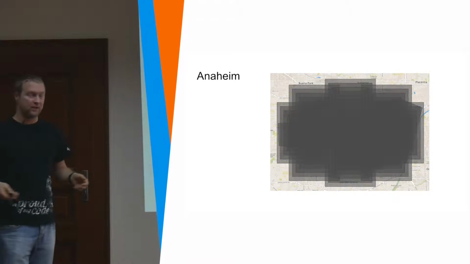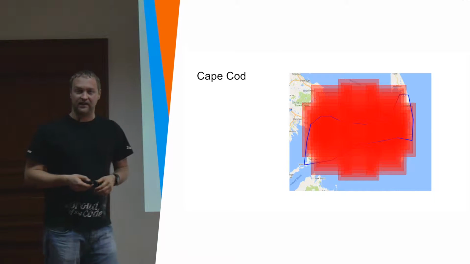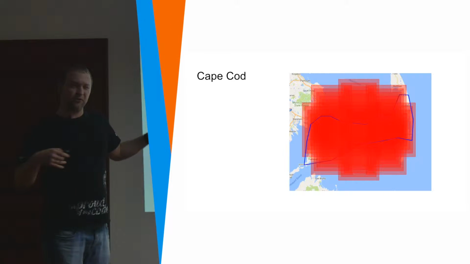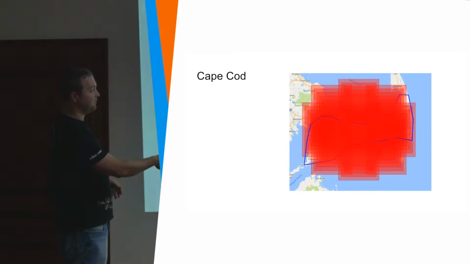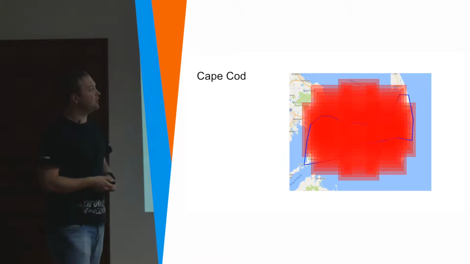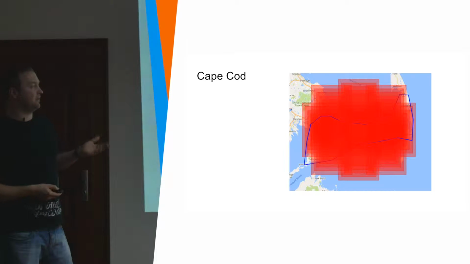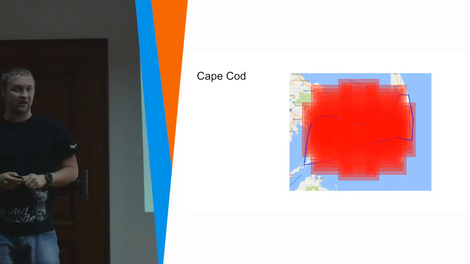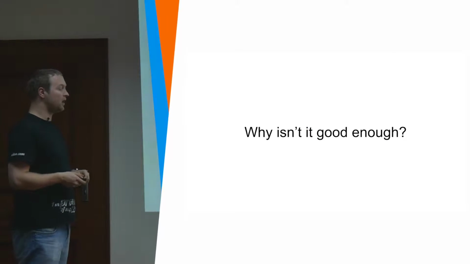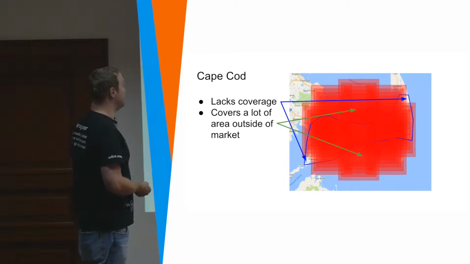Fewer requests are always better. This is a different example: Cape Cod, which is a bit of an irregular market. It's identified by this blue line in the background. And here there is a different problem, but we'll get to the problems a bit later. So again, why isn't it good enough?